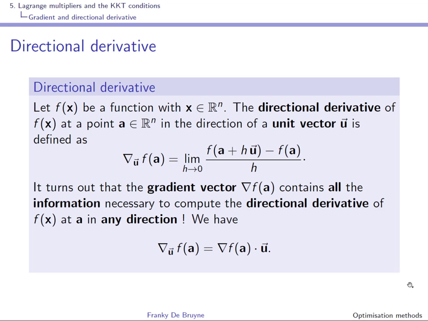Let us start with the concept of directional derivative. We work with a function f of x, where x lives in Rn, right? And f of x is a scalar function, so it goes from Rn to R. The directional derivative of this function at a given point A in the direction u, and u here is a unit vector, is defined as follows.